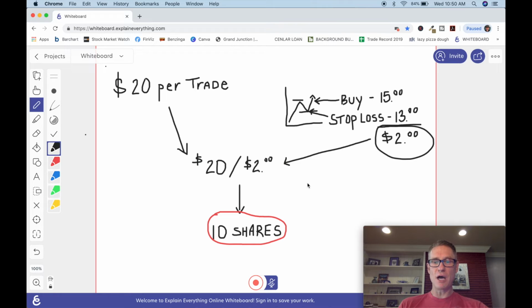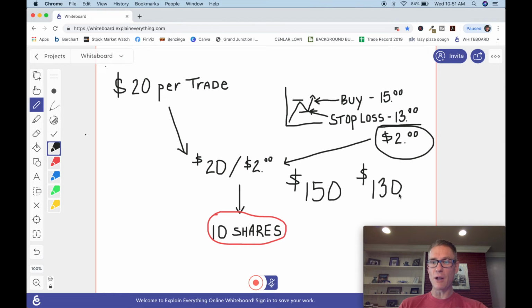So $15 stock times 10 shares, we're looking at spending $150 on this trade, and the most we can lose is $20 because we only bought 10 shares and we would be exiting if it goes below $13. It's our $2 stop loss. So $150. If we lose this trade, we will be left with $130. That's the max loss of $20. So spending $150, we could leave with $130.